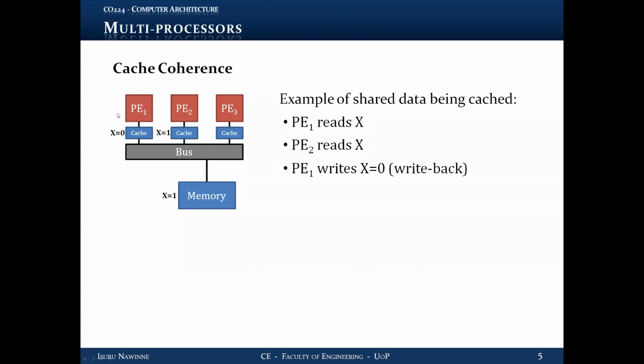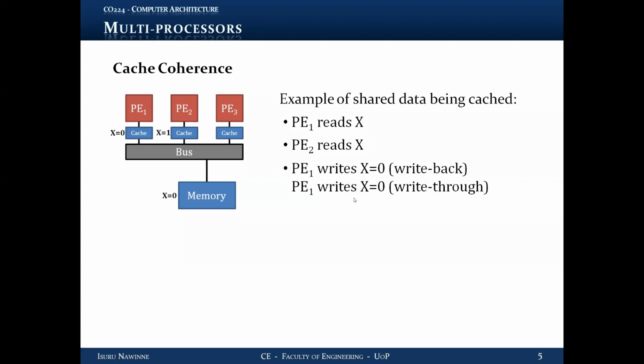At this point in time, processing element 1 sees the value at memory address X as 0. Processing element 2 sees the value at the same memory address as 1, right? So now they are seeing two different values at the same address. That is a problem, right? Now there's an inconsistency, an incoherence, between the way these two processing elements see the value at that memory address. They are not seeing the same thing, so we say the value is incoherent.